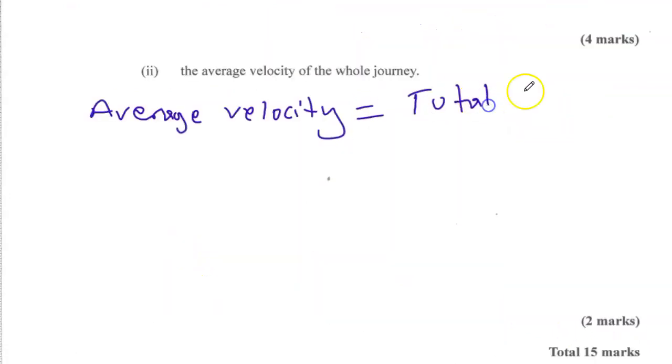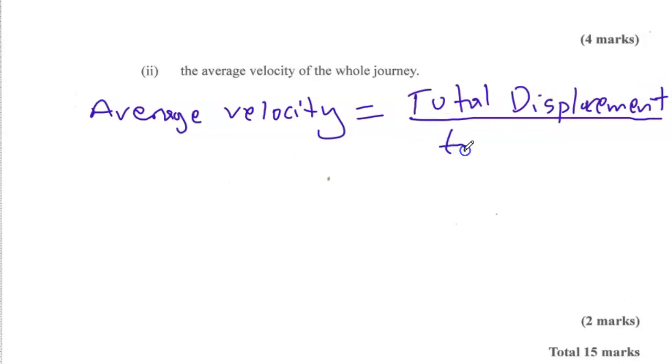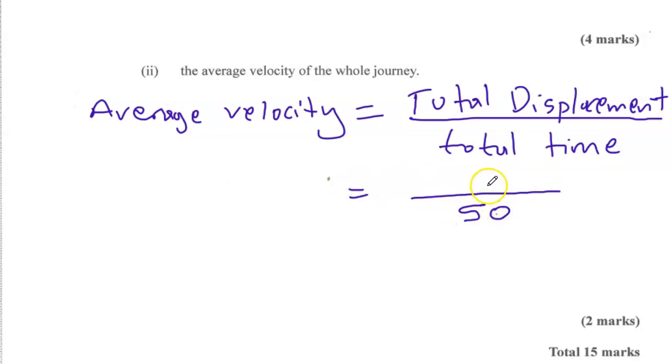Now we want to calculate the average velocity. Displacement, and remember there's a difference between displacement and distance. Displacement is a vector quantity, so direction is extremely important. So total displacement over total time. Now the total time, we already have that. We already have the total time as 50 seconds, right? We calculated that already in part 2.